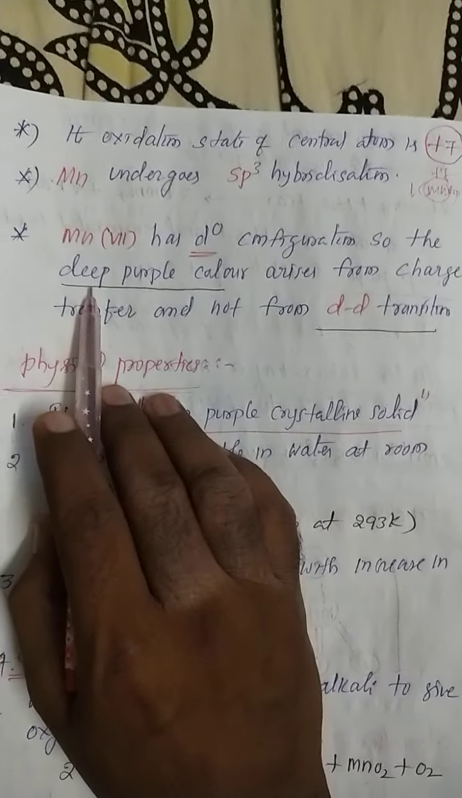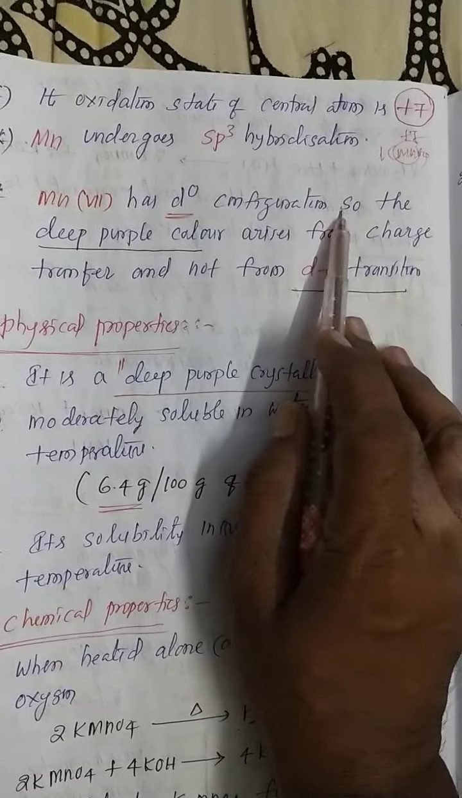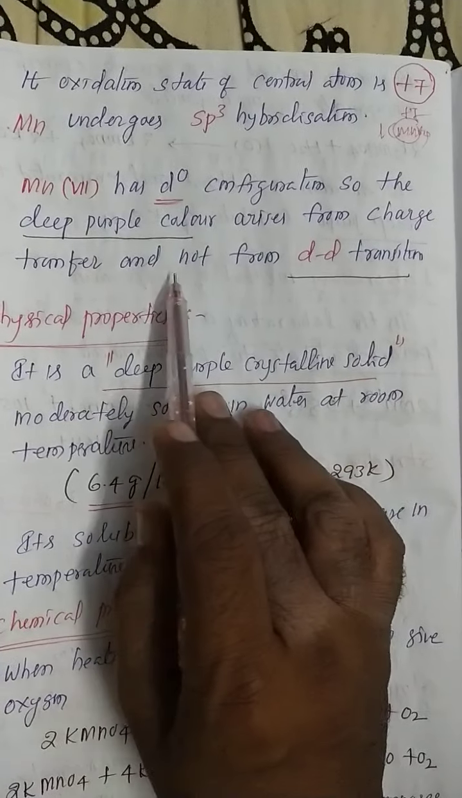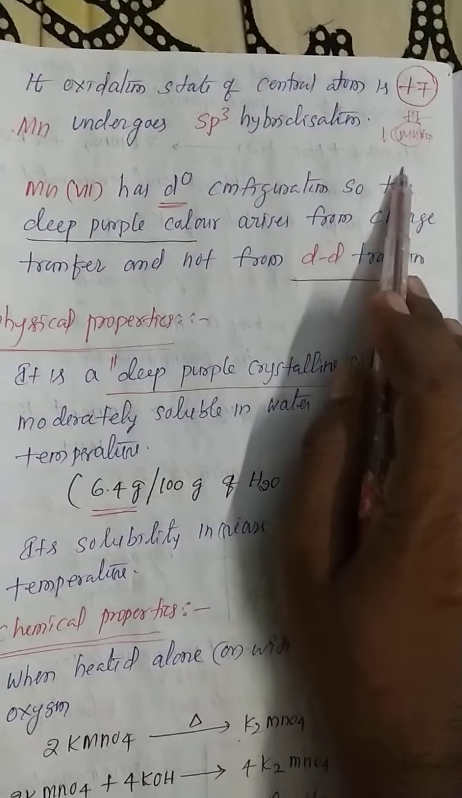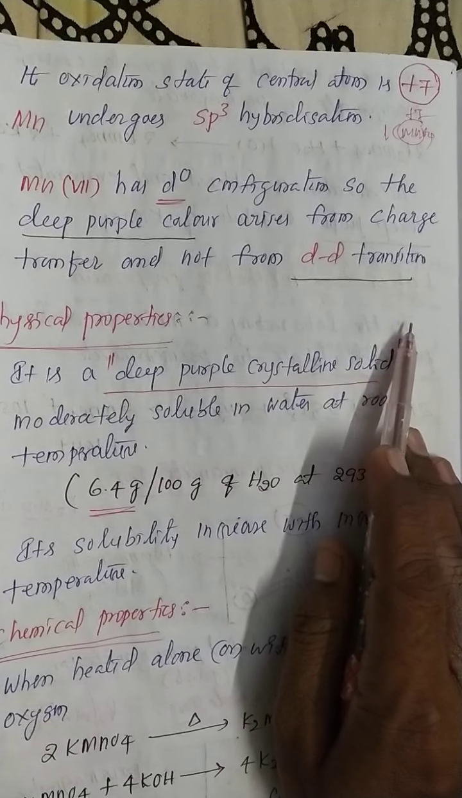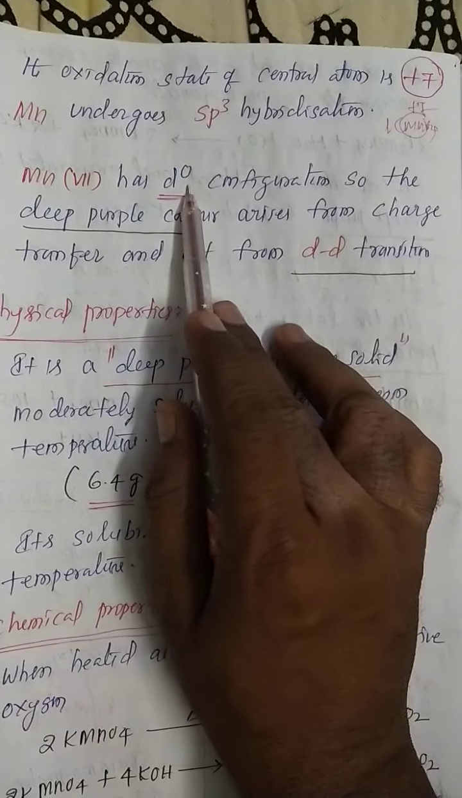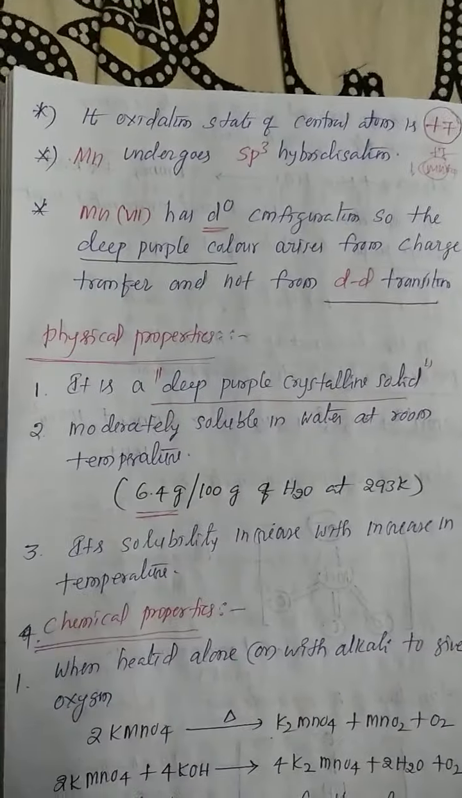So the important key point, my dear students: here Mn7 has D0 configuration. The purple color arises from the charge transfer and not from d-d transition. Where electronic charge transfer happens, definitely the color exists. That is the reason even with 0 electrons in the d orbital, it shows the purple color. This is the most important point, my dear students.